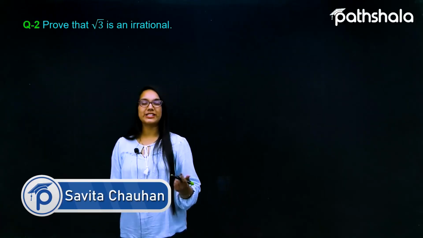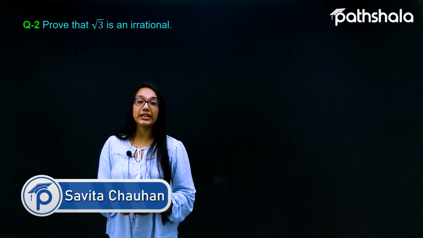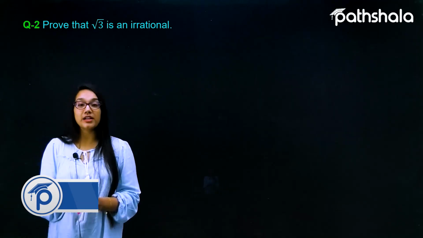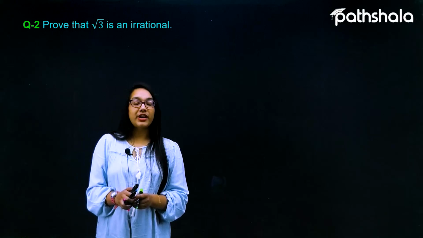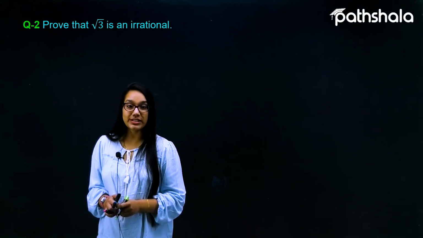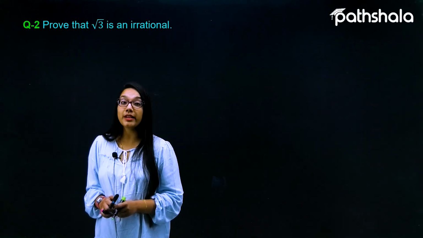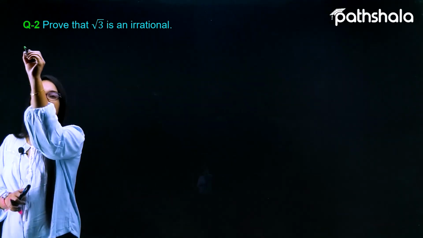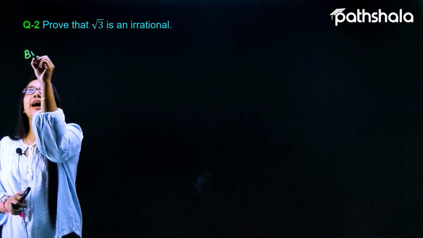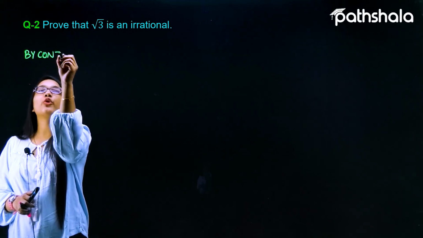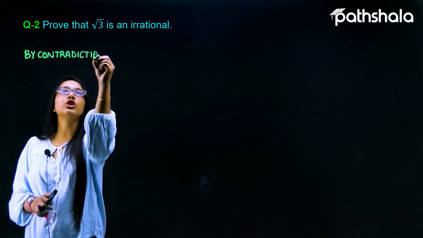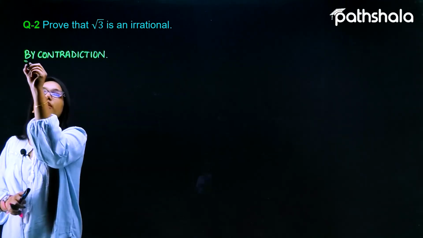Now let's see another example, or another question, which says: prove that root 3 is an irrational number. Now we have to prove again that square root 3 is an irrational number. So let's start the solution of this particular question by the method of contradiction.